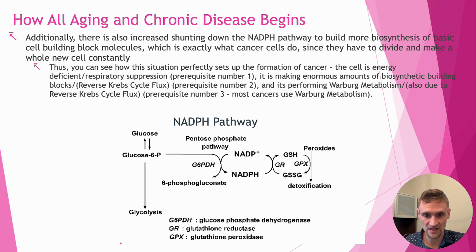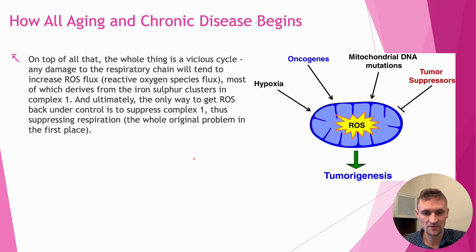So you can begin to see how aging and even cancer cells are formed and where this whole problem and process begins. So on top of all that, this whole thing is a vicious cycle. Any damage to that respiratory chain, to that electron transport chain, and those cytochrome proteins tends to increase reactive oxygen species, because again, the electrons can't flow normally and the whole chain is getting backed up. So you get this basically backing up of the whole energy factory, so to speak. That increases reactive oxygen species, and again, most of that derives from the iron sulfur clusters in complex 1, that first cytochrome protein. And so ultimately, you've got this increased reactive oxygen species due to damage to the electron transport chain, and the only way to get those reactive oxygen species and the inflammation back under control is to further suppress complex 1 and further suppress that entire electron transport chain.